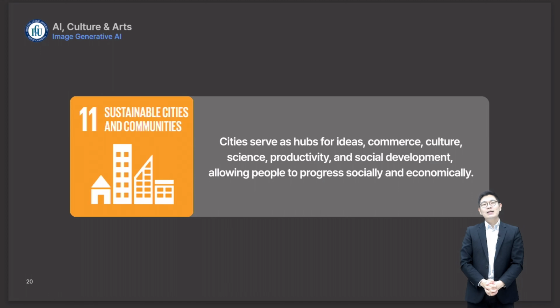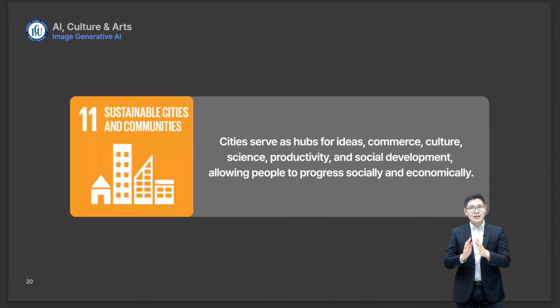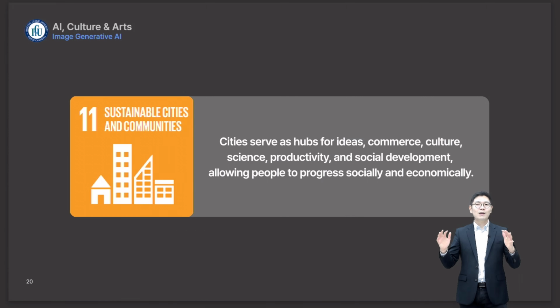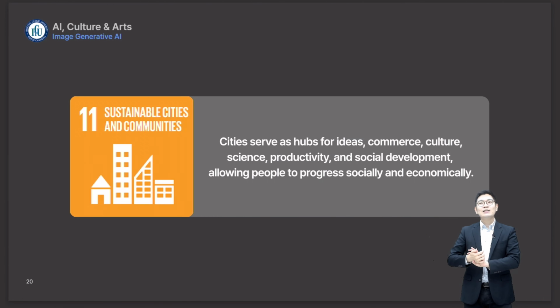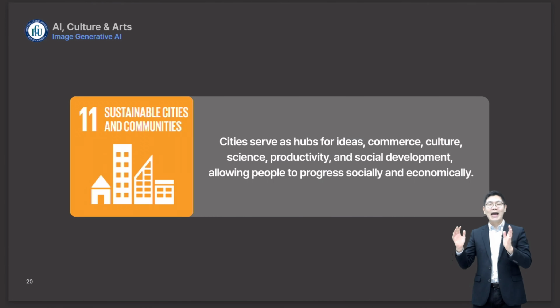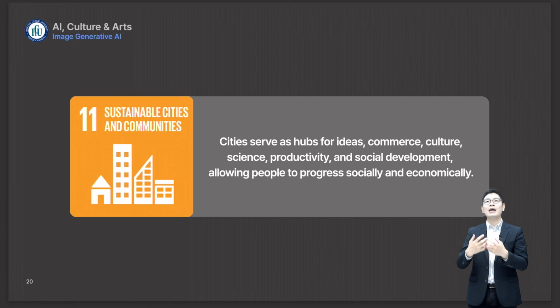For example, number 11, sustainable cities and communities, is really important because most human beings live in cities. So we have to think about how it works, and how we can live peacefully and sustainably. Cities are a hub of ideas, commerce, culture, and social development. And people want to progress socially and economically.